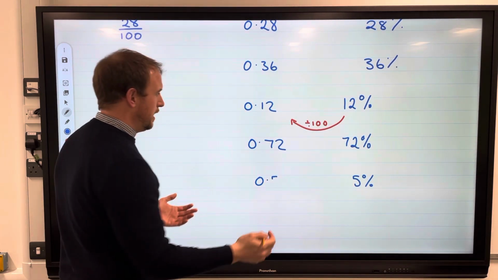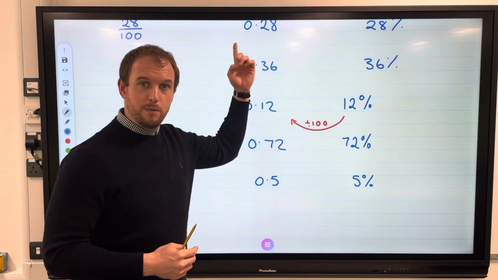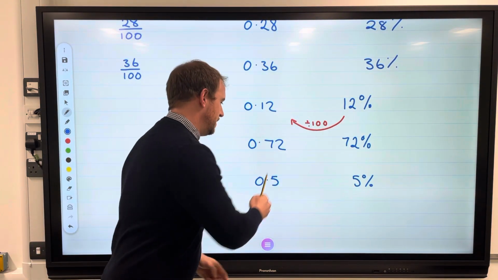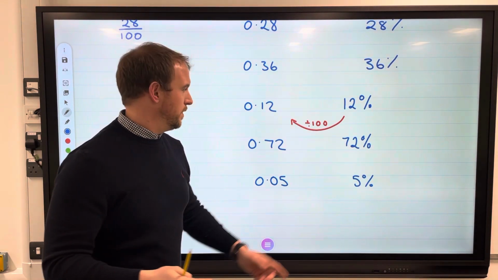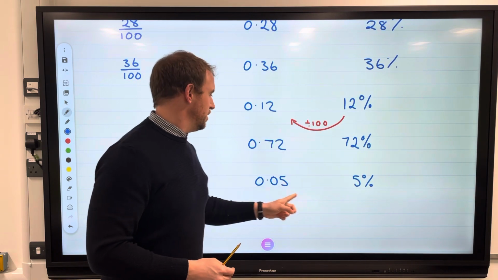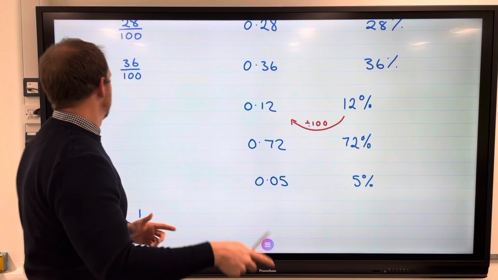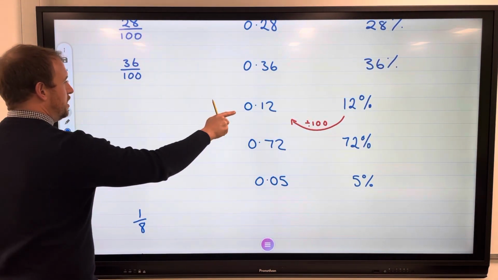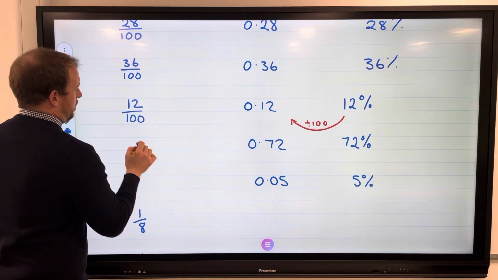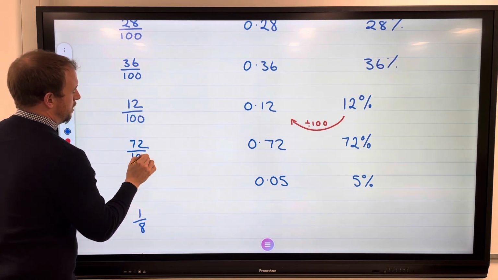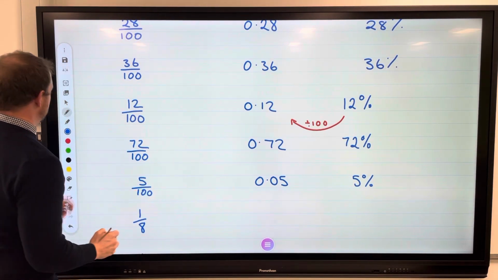I've made the mistake. Why is it not 0.5? Because that is a half. Remember we did it earlier. 5%, 0.05. Okay, 5 divided by 100 is 0.05. Be careful, don't fall into the trap. Over here then, as fractions, well, I've got 0.12, so that must be 12 out of 100. Here we've got 72 out of 100. Here we've got 5 out of 100.